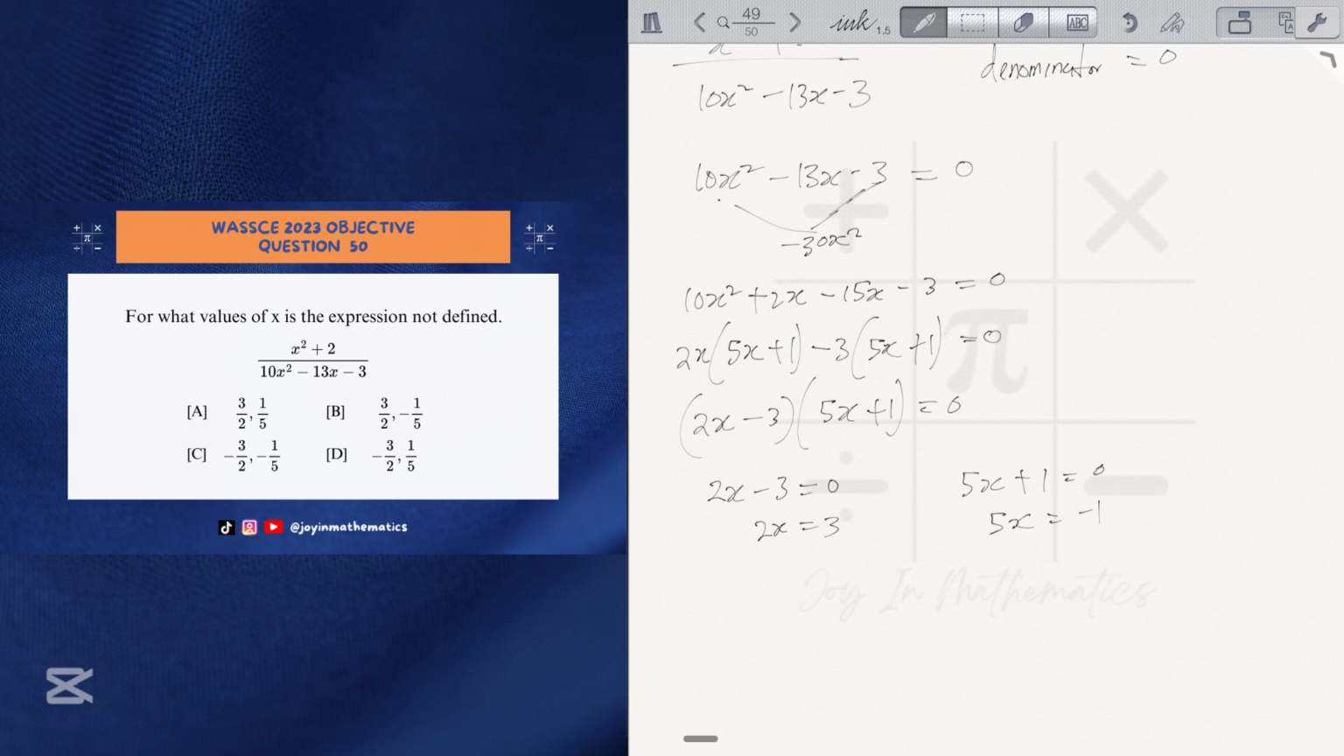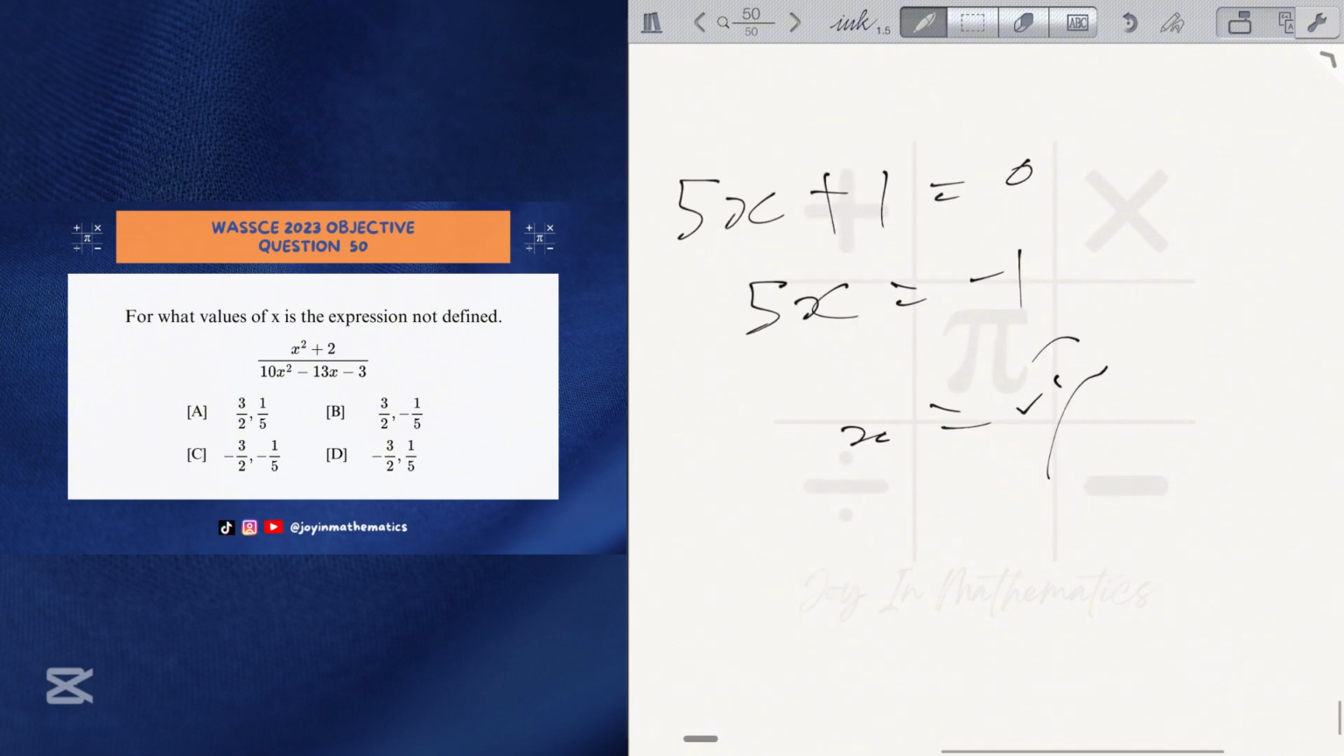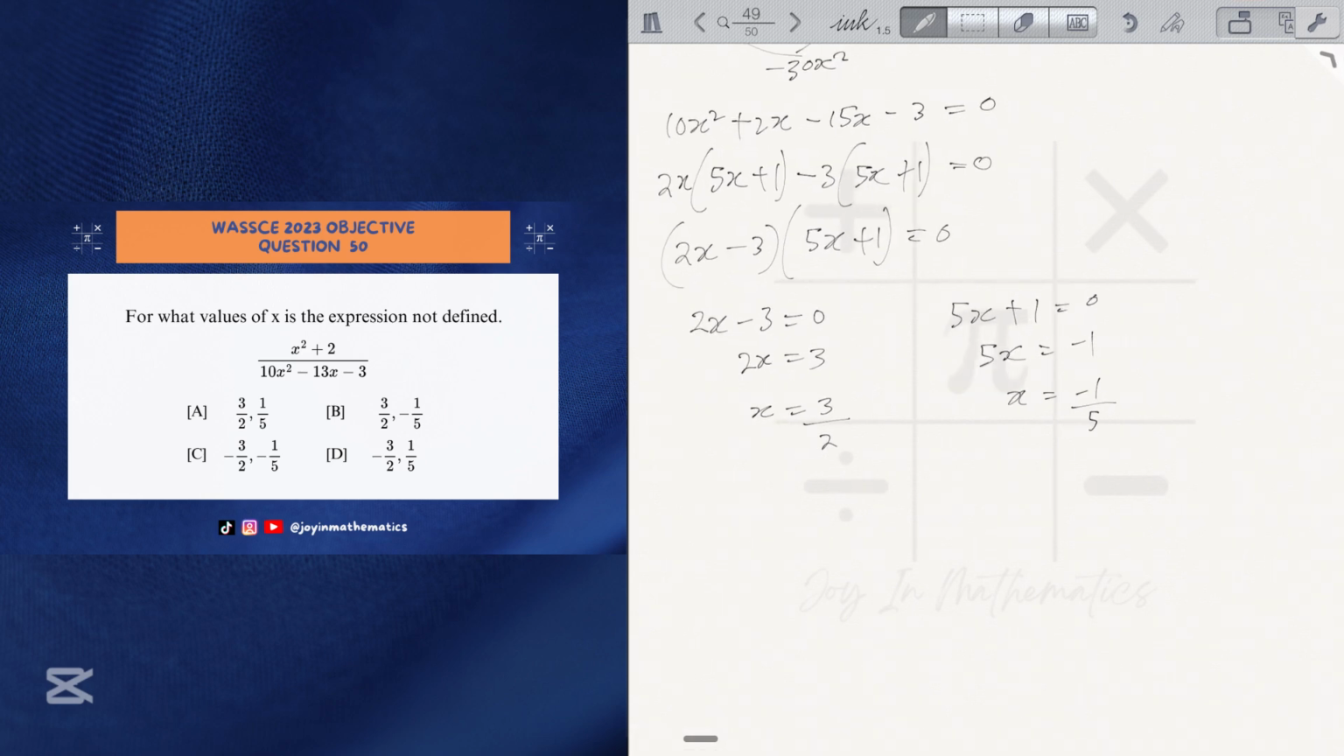So we have the answer of x equal to 3 over 2, and also x equal to minus 1 over 5. Let's rewrite this. So with that, we have two values, 3 over 2, comma minus 1 over 5. And this is equivalent to option B.